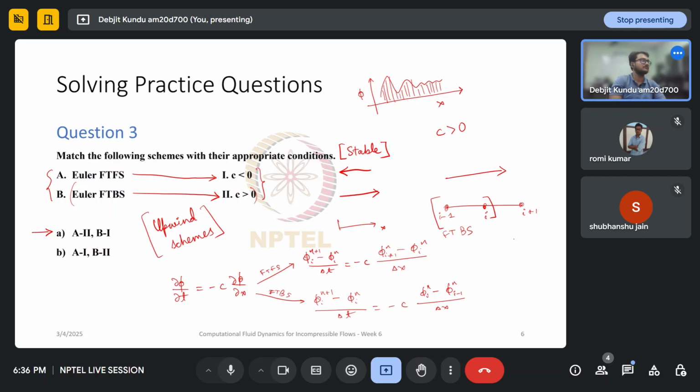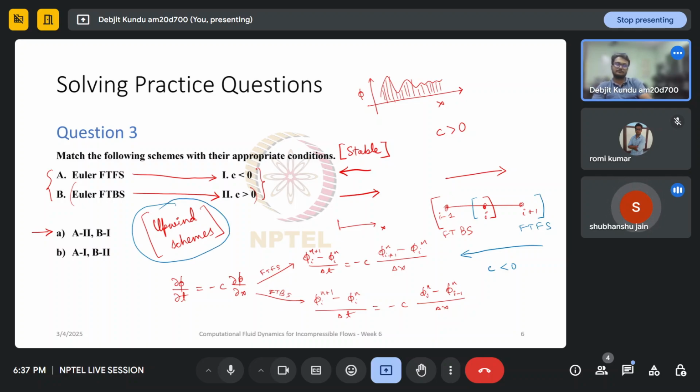And the other way around, let me draw this in a different color. If c is less than zero, that is, if the flow is in the opposite direction, coming from right to left, then if you're trying to compute at I, you have to take the upwind direction, which is now I plus 1. So this will be forward in time, but forward in space as well. So this is the core idea that you have to go upwind.